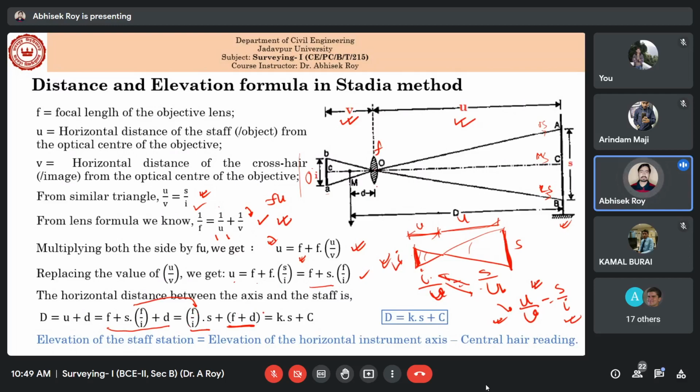Now this F by I, we are terming as K, and this F plus d, we are terming as C.